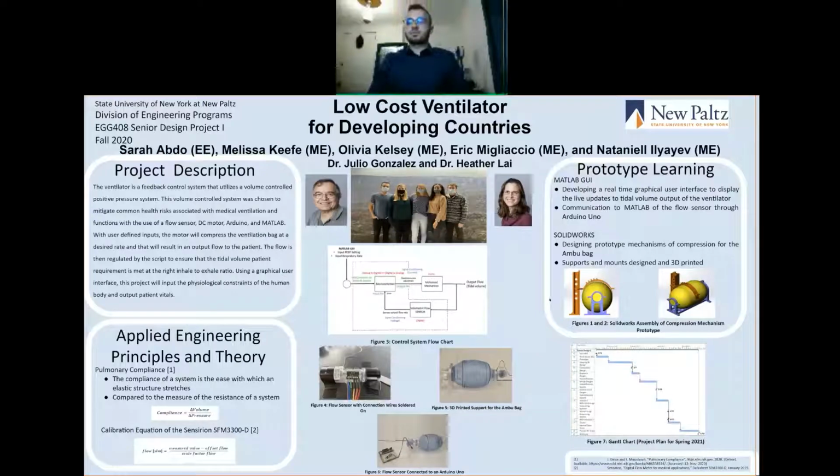Hello, we are Group 4. Our project is to design a low-cost ventilator for developing countries.